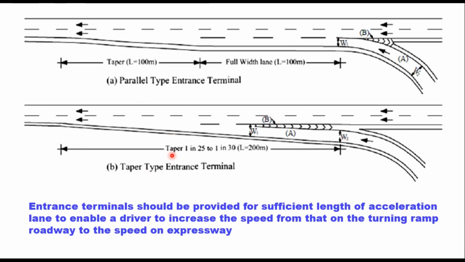Entrance terminal should be provided with sufficient length of acceleration lane to enable a driver to increase the speed from that of the turning ramp roadway to the speed on the expressway. Now, in the case of entrance terminal, at this point A, the funnel entrance is provided by reducing the width of the ramp W2 to the width of the lane W1. B is the same point as in the case of exit terminal, and C is also a similar point.